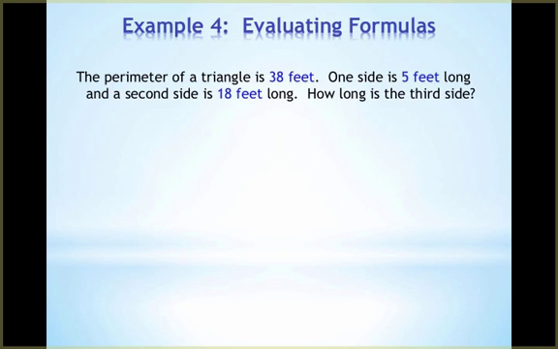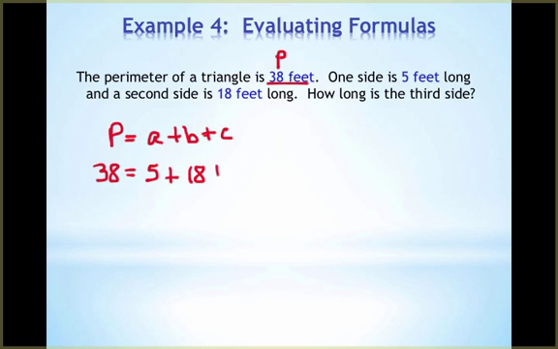Now we'll go back and look at a problem that uses a formula we're familiar with. The perimeter of a triangle is 38 feet. One side is 5 feet and a second side is 18 feet. How long is the third side? Well, remember that our perimeter formula is A plus B plus C when we're working with a triangle. But we know the perimeter is 38. One side is 5. It doesn't matter which variable we assign that to, so I'm just going to let it be A. A second side is 18, and we're trying to find the third side, C.